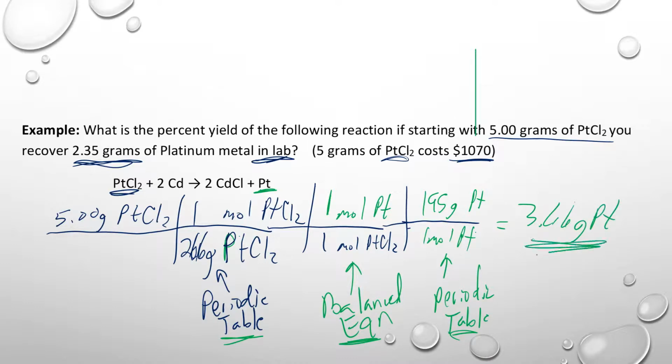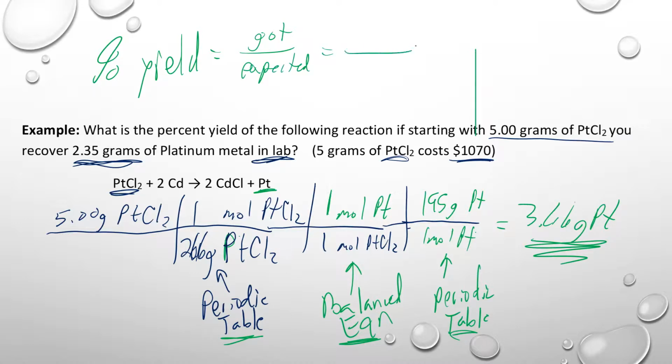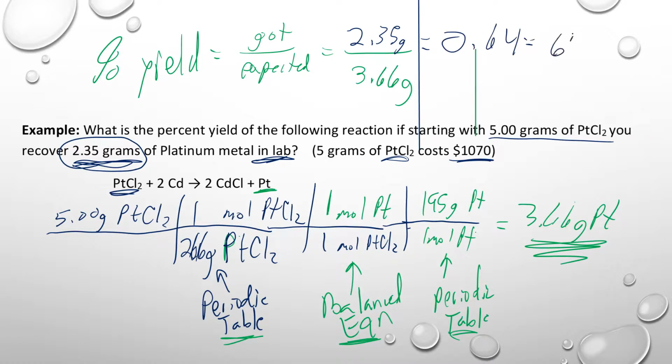So that's what you would expect, right? This is calculated. So our percent yield is the got over expected, right? So what we expected is what we calculated. So that's the 3.66 grams. What we got is the 2.35 in the question, rather. The question tells us 2.35 grams is what we recovered. And when you divide those two, don't ask me why that's happening, you get 0.64 or 64%. So 64% of what you started with is what you got, which means 64% of that $1,000 is what you recovered, which is not a great yield.